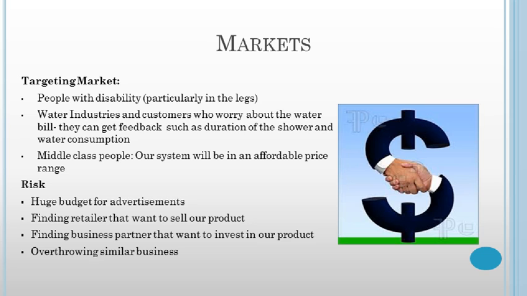Market. Our targeting market will be people with disability, particularly in the legs. Our product will be connected through a wireless control, so these people can enjoy all the features of a shower with a touch of a button. Also, we are shooting for water industries and customers who worry about the water bill. They can get feedback from our system, such as duration of the shower and water consumption. And our main targeting market is middle class people. We are trying our best for our system to be in an affordable price range.